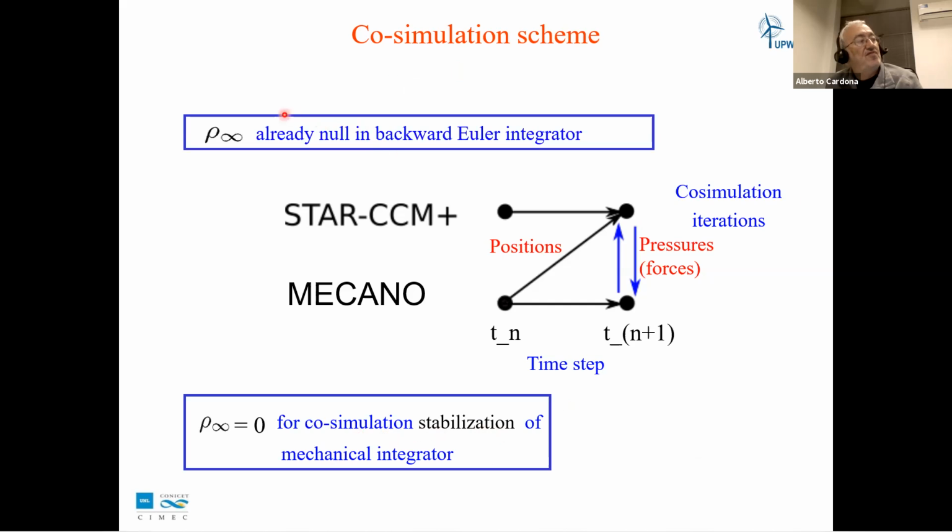From the point of view of the integration in STAR-CCM+, since it is using a backward Euler integrator, it is known that the rho infinity is already 0 in that case. So we do not have this kind of problem here. Finally, from the point of view of accuracy, we may play both with the time step of the computation and with the cosimulation iterations. So this is a general view of what we are doing.